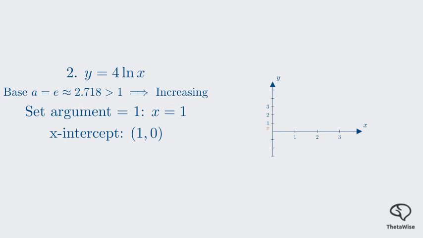Again, sketch the coordinate plane and the asymptote at x equals 0. Plot the intercept at (1, 0). Draw a smooth, increasing curve that approaches the y-axis, goes through the point (1, 0), and continues upward to the right.